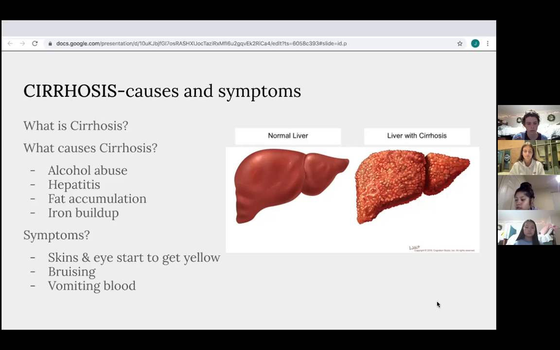Many conditions cause cirrhosis. Among the main causes are alcohol abuse, hepatitis, which is the inflammation of the liver, fat that accumulates in the liver, and iron that may build up in the body. A few of the most common symptoms in cirrhosis are yellow pigmentation in the skin and the eye, also called jaundice. The other symptoms are bruising easily and vomiting of the blood.